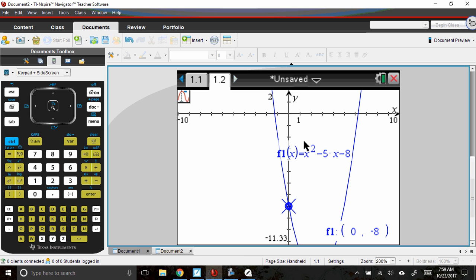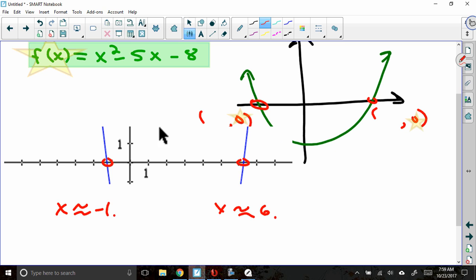Now the awesome thing about menu, trace, graph trace is the cursor will stop at critical points along here. I'm just using my directional pad, and I'm just going to arrow to the left a little bit. And there's my first 0. X is about negative 1.27.